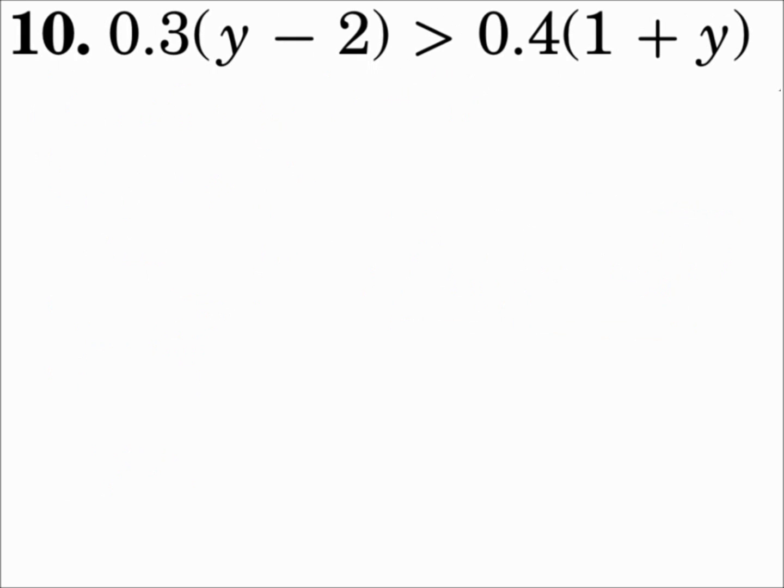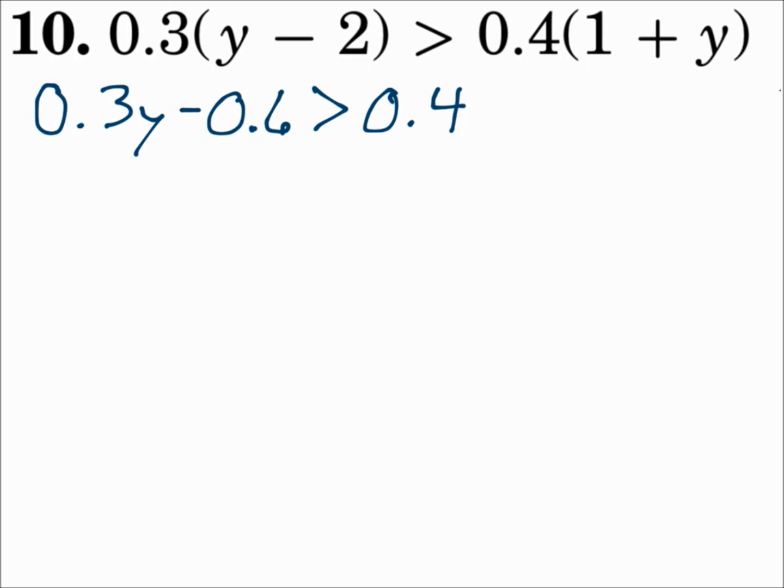Number 10. 0.3 times the quantity y minus 2 is greater than 0.4 times the quantity 1 plus y. Distribute first. On the left, 0.3 times y is 0.3y. 0.3 times -2 is -0.6. And on the right, 0.4 times 1 is 0.4. 0.4 times y is 0.4y. There's no fractions to worry about, and no like terms to combine.